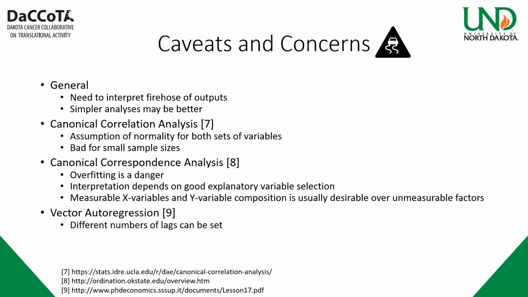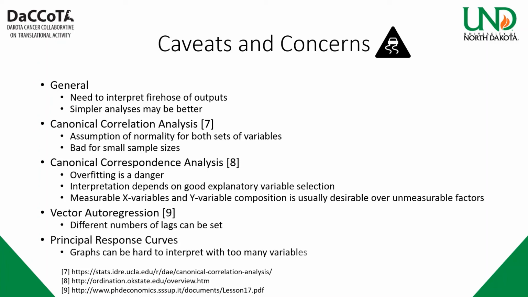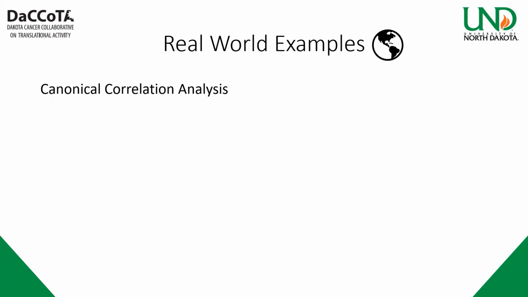And then for vector autoregression, just a reminder, different numbers of lags can be set. And for principal response curves, graphs are sometimes hard to interpret with too many variables, so you might want to think about your life before you throw in 100 plus Y variables with insect abundance or whatnot. So just a thought. Okay, so let's peek into some real world examples.